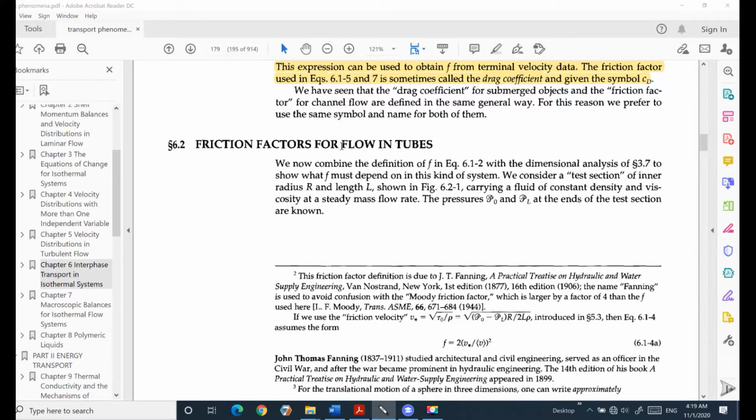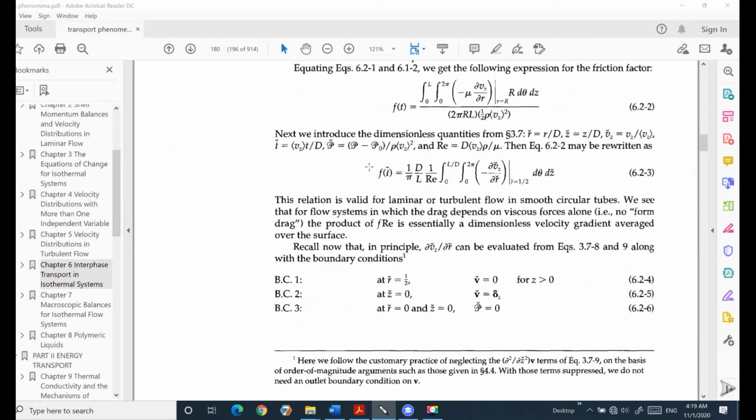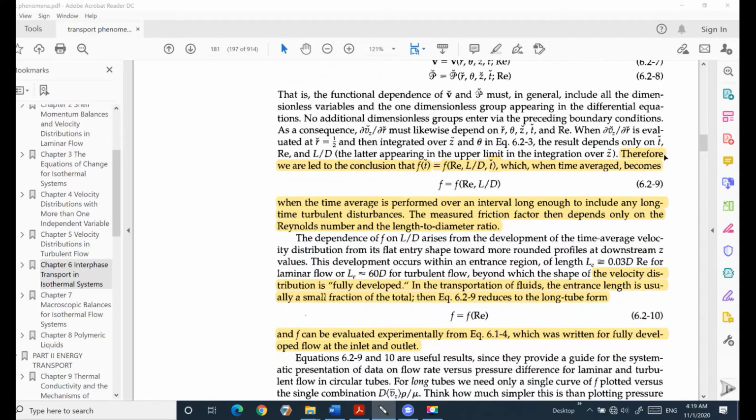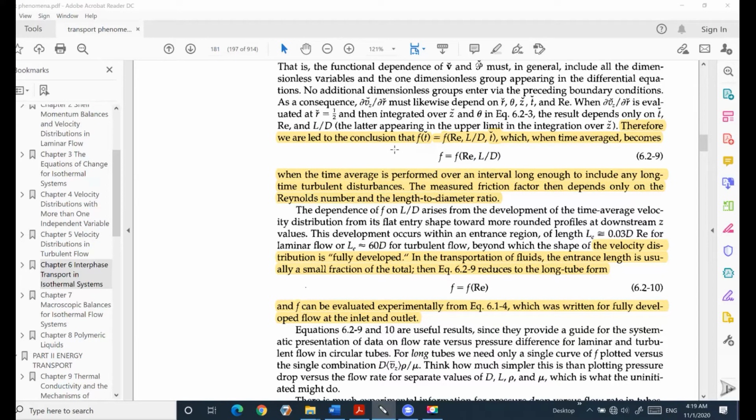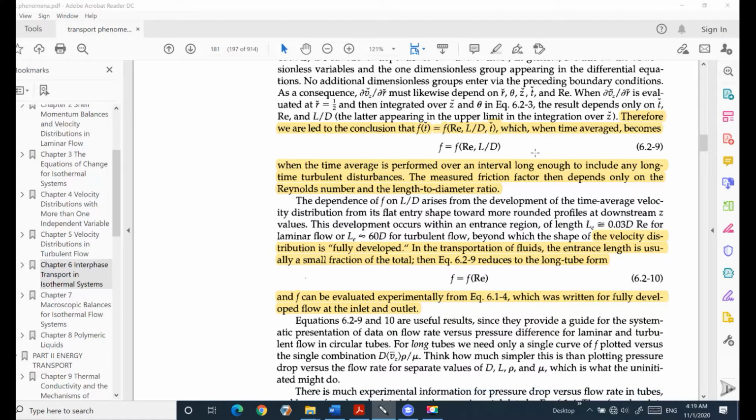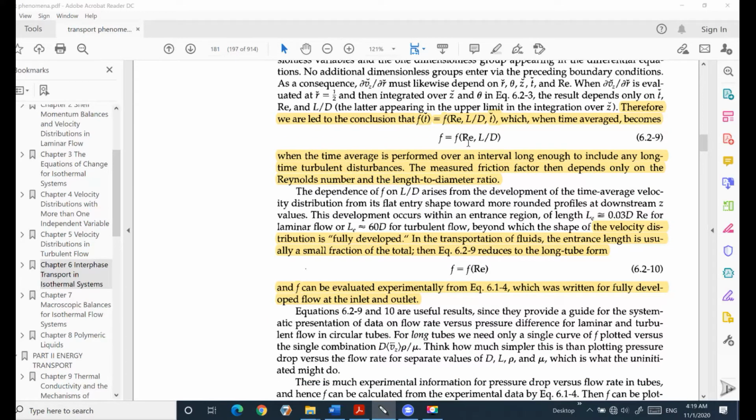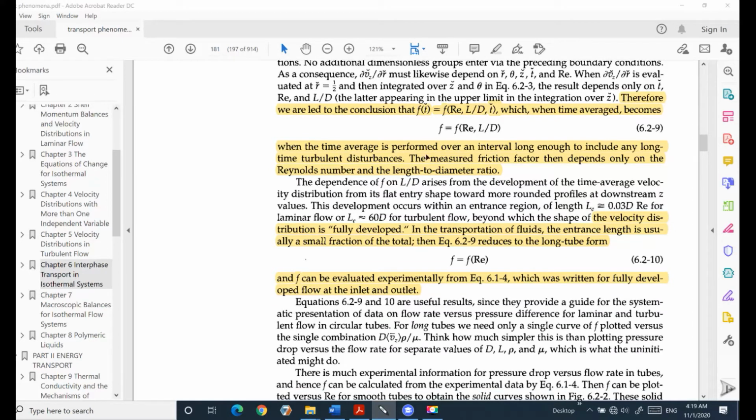For the friction factor for flow in the tube, based on the obtained result, the friction factor depends on the Reynolds number, L over D, and the time average. After we take the time average, F depends on the Reynolds number and L over D. When the time average is performed over an interval long enough to include any long-time turbulent disturbance, the measured friction factor then depends on the Reynolds number and the length to diameter ratio.